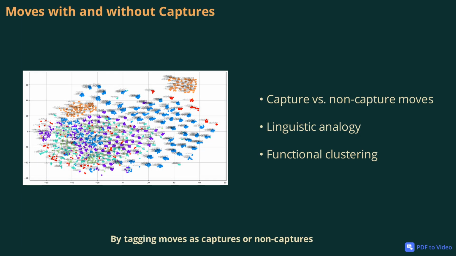By tagging moves as captures or non-captures, the model can distinguish between aggressive and passive play. Moves to the same square regardless of which piece made them often cluster together. This approach borrows from linguistics, where words are grouped by part of speech. It's a creative way to see how different types of moves function within the broader context of the game.